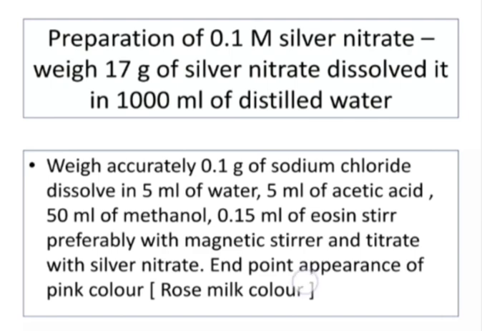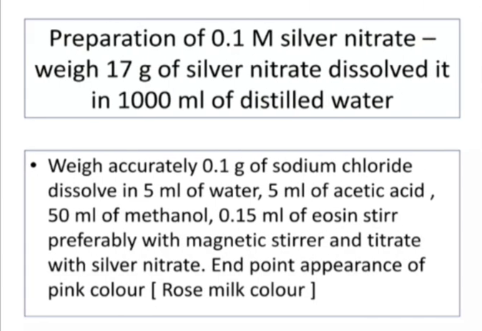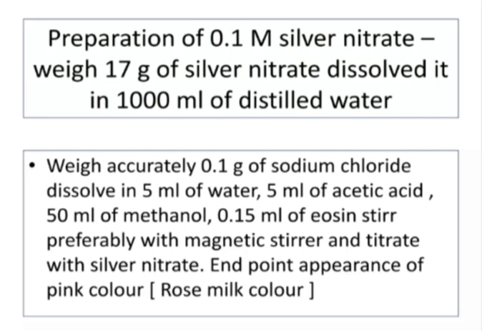Preparations we have already seen. Now we can see applications. Applications of Mohr's method. First, chlorides. Chlorides in neutral solution can be determined either by Mohr's titration or the adsorption indicator method by titrating with 0.1 molar standard solution of silver nitrate.